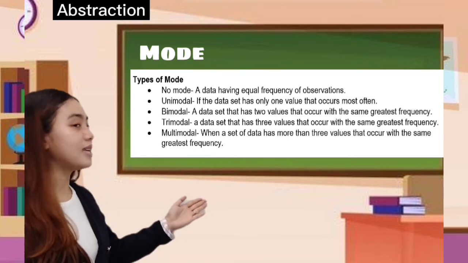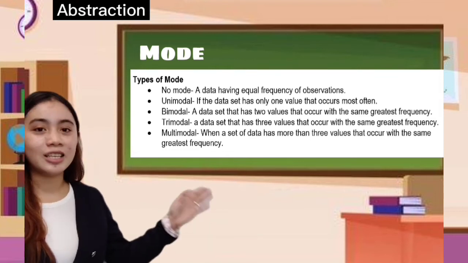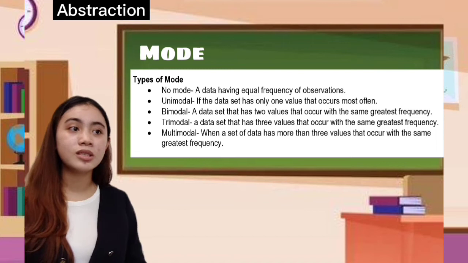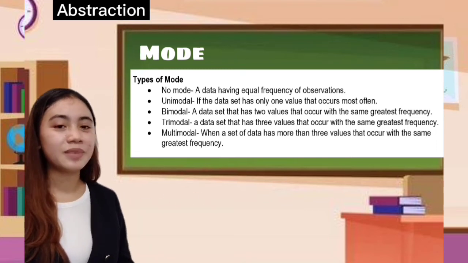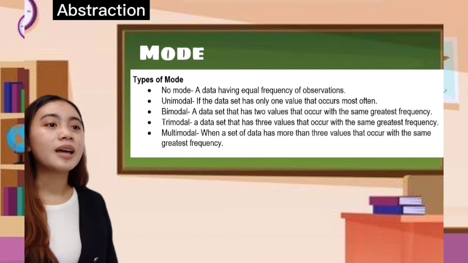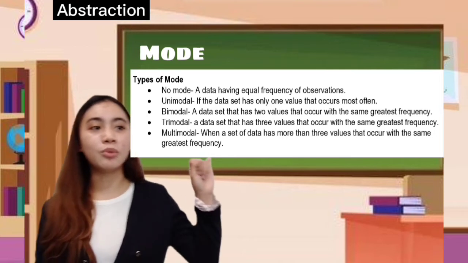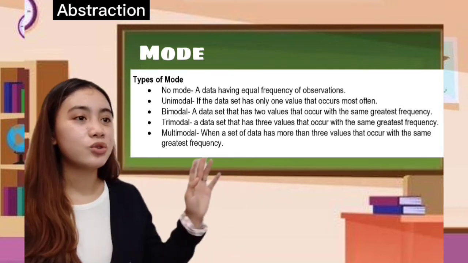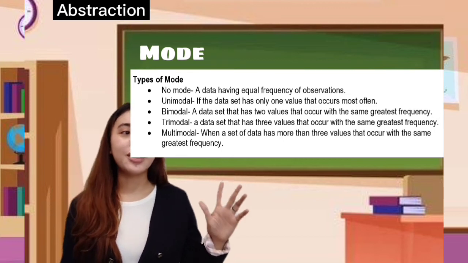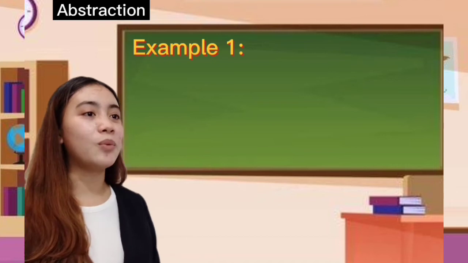And the last one is the multimodal. When a set of data has more than three values that occur with the same greatest frequency. Three or more, I mean. Again, what are the types of mode? We have no mode, unimodal, bimodal, trimodal, and multimodal. Very good. Okay, let's have an example.